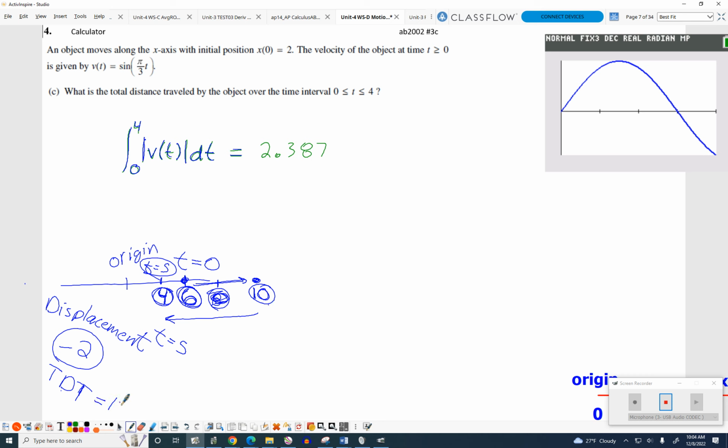How many got 10 for the total distance traveled? Two points. Say it out loud, yes or no. Did we care about negatives when we were calculating total distance traveled? Yes or no? No.